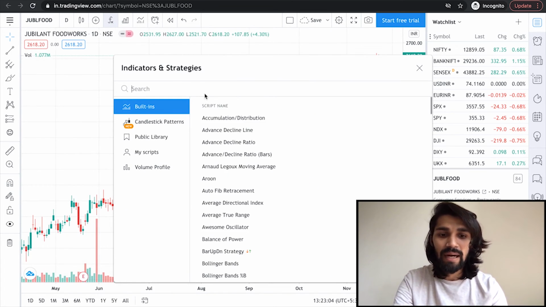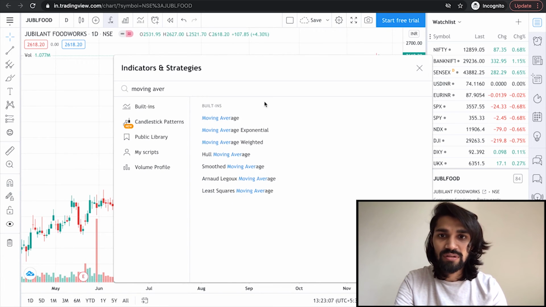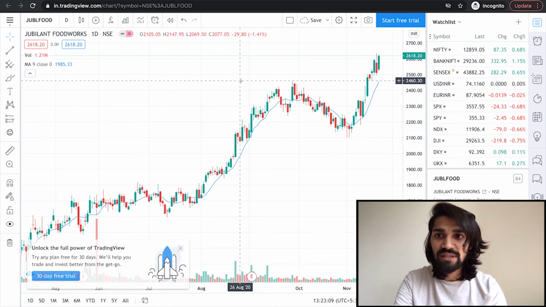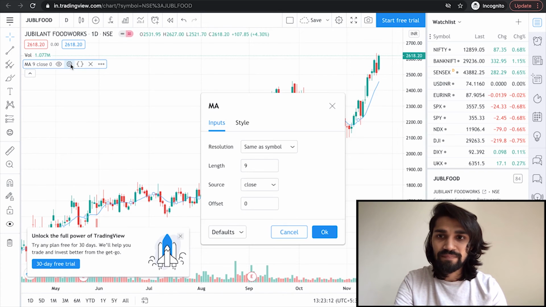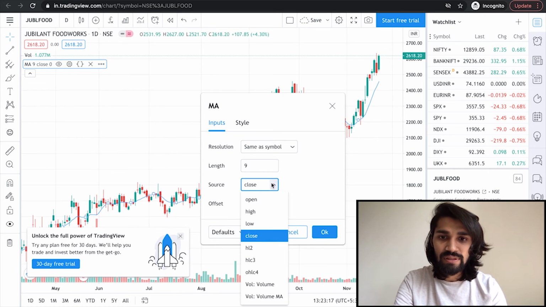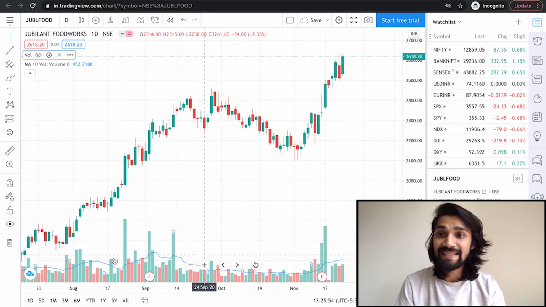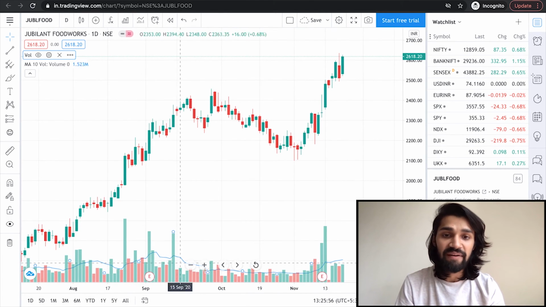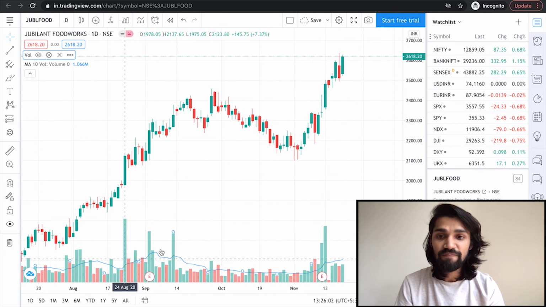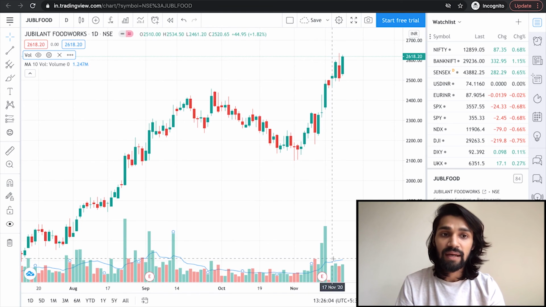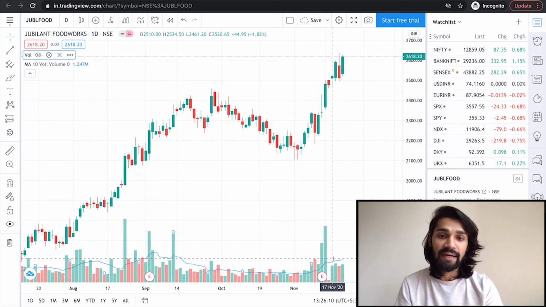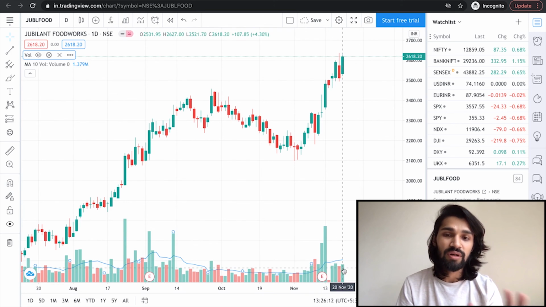Alright, so you go to indicators and you add moving average. Once the moving average is added, you go to settings and you choose your source as volume and you put your length as 10. This is the 10-day moving average line for the volume. If the volume crosses above the average, that means this is an actively traded stock and you can trade on that day. If it is below the average, you do not take a trade on that day.